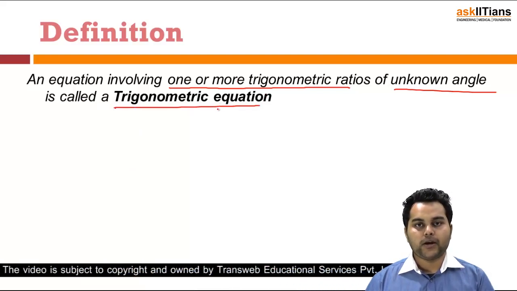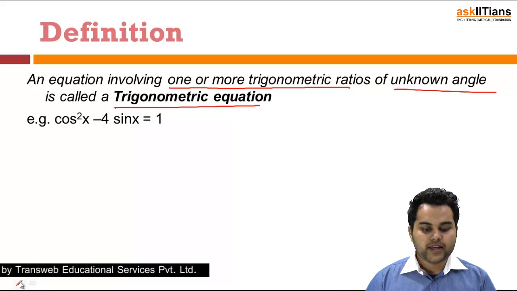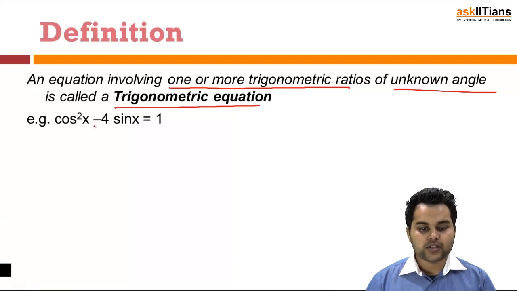I'll take up an example now. cos square x minus sin x minus 4 sin x is equal to 1. Now cos square x, it has two trigonometric ratios, one is cos and another one sin. The same unknown angle is used for both the trigonometric ratios, and the whole equation is equated to something. So this is an example of a trigonometric equation. Various trigonometric ratios are involved of the same unknown angle, and it is equated to something.